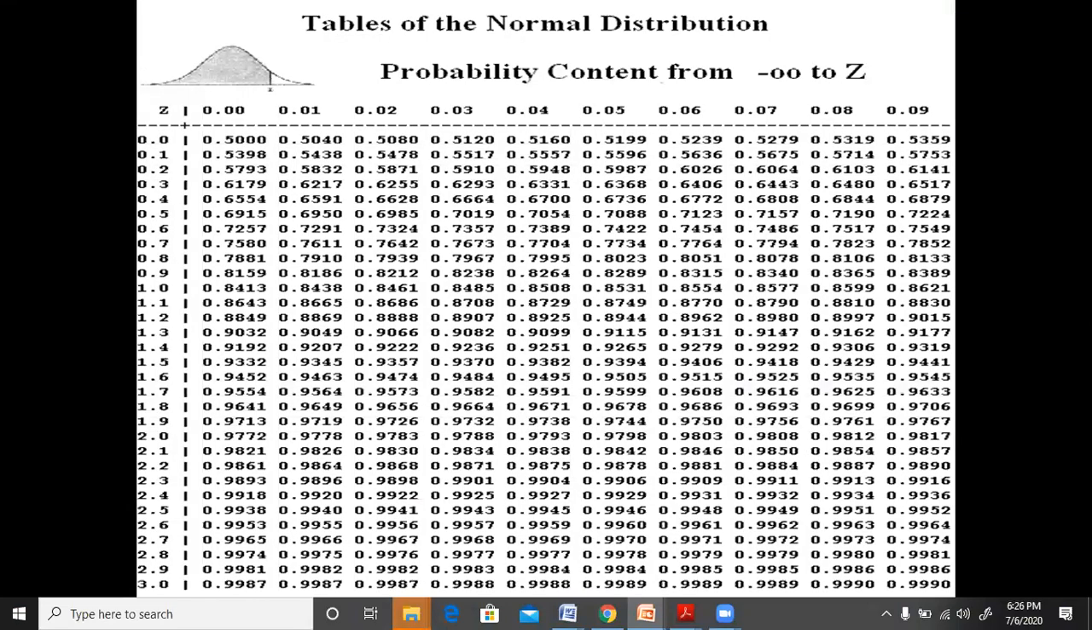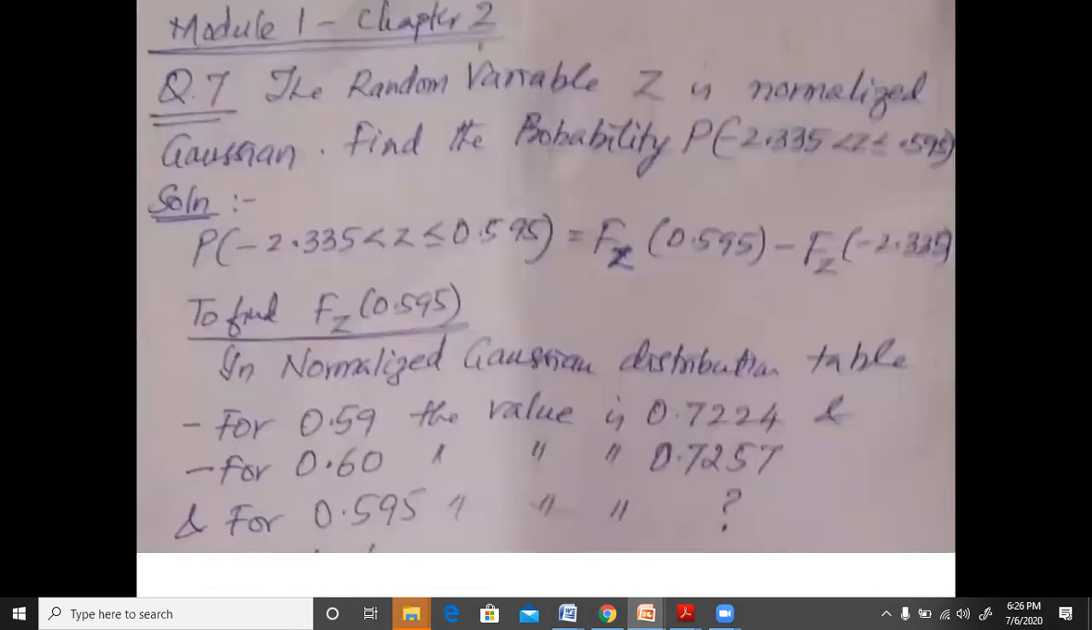Okay. So this is the normal distribution table. I have put this normal distribution table so that it will be helpful for the next problems. So module 1, chapter 4, question number 7. We have the random variable z as normalized Gaussian. Find the probability corresponding to this.